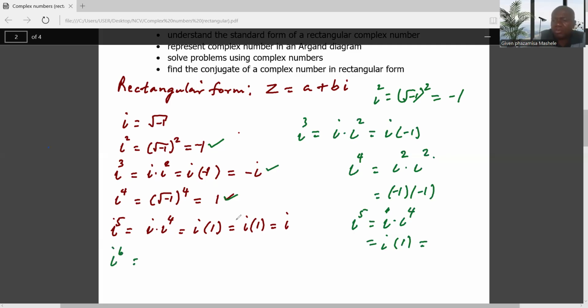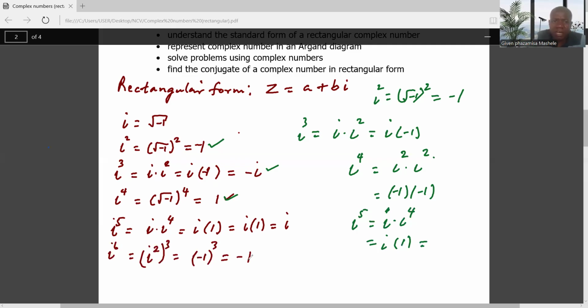i to the power of 6 is the same as i squared, everything to the power of 3. And what is i squared? i squared is -1. And (-1) to the power of 3 will give us -1. So it's very important for you to know that.